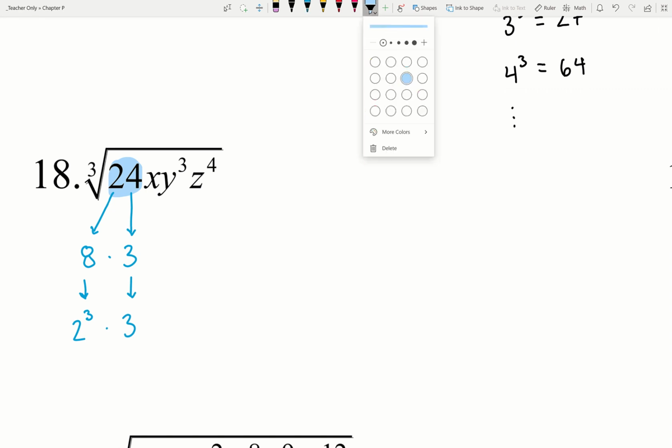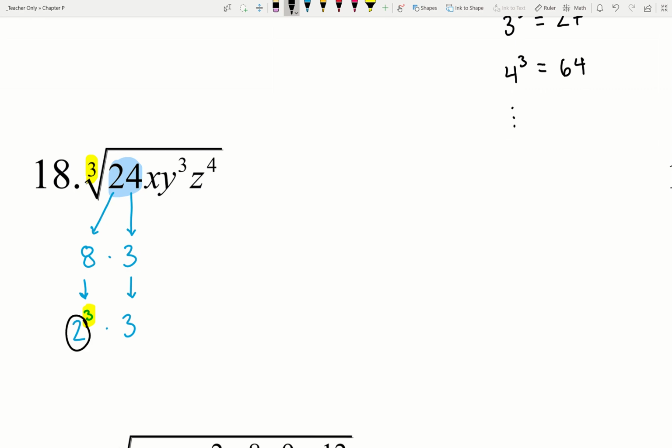And again, we would want to write it that way because the index of our root is a 3, and so we can see here that 2 has enough money to leave the root, and so we'll go ahead and circle that 2. That poor number 3 there does not have enough money to leave the root, so that's going to have to stay underneath the radical symbol whenever we write our final solution here at the very end of the problem. Okay?